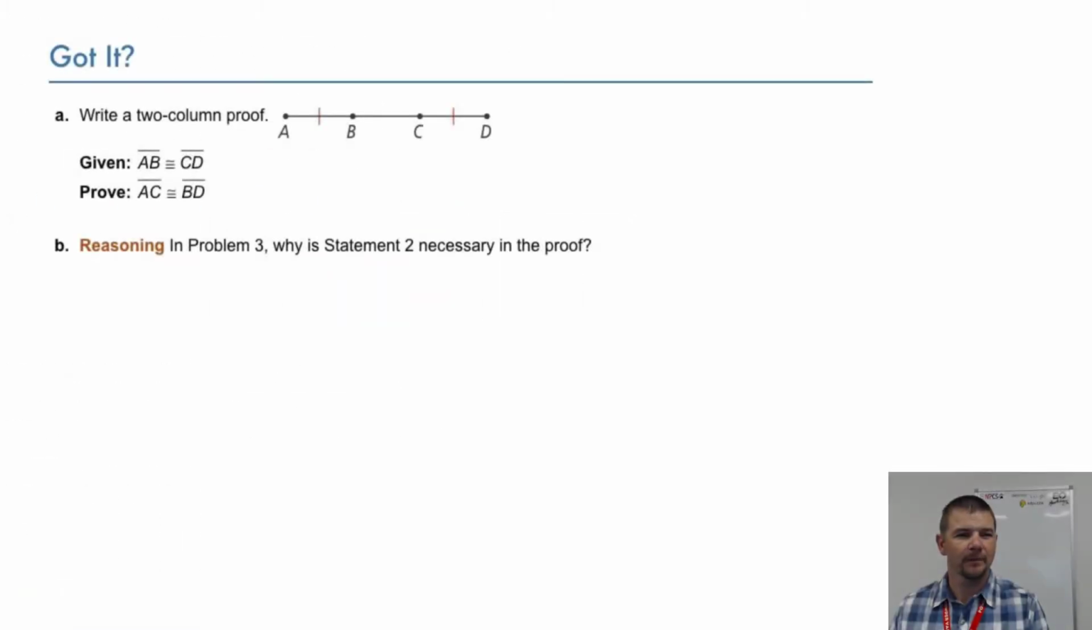Your turn. Part A. Write a two-column proof. Given segment AB is congruent to segment CD, prove that segment AC is congruent to segment BD. And part B, a reasoning item. In problem 3, why is statement 2 necessary in the proof?